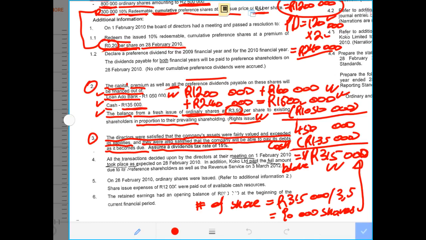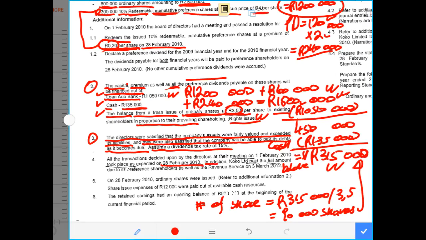Then after, it says all transactions decided upon by the directors at the meeting on the 1st of February, remember, on the 1st of February they passed a resolution. They say all the transactions took place as expected. So whatever they decided was processed very well, and everything was done on the 28th of February 2010. By the end of the year, the redemption, the declaration of preference dividends, everything was done. Funds were also raised, then payments also took place.